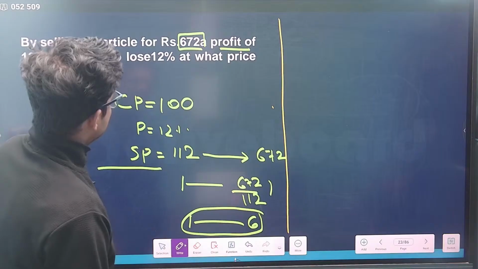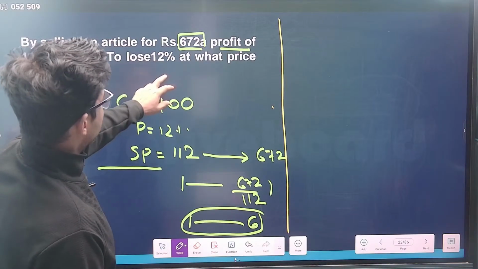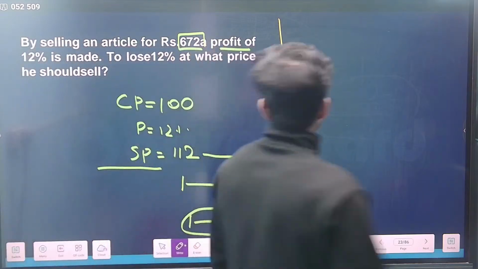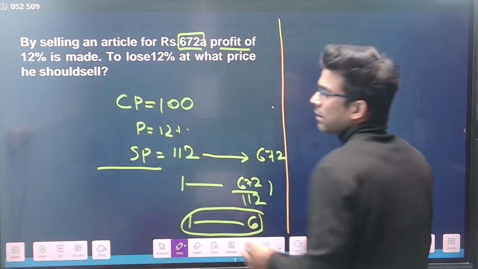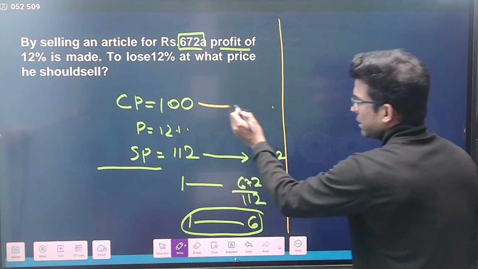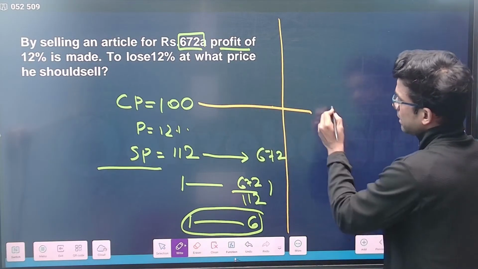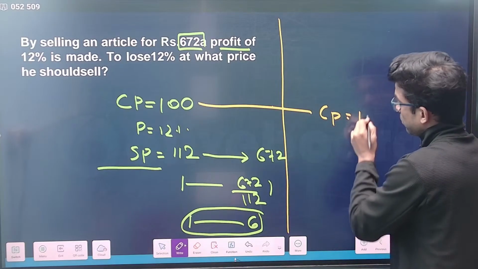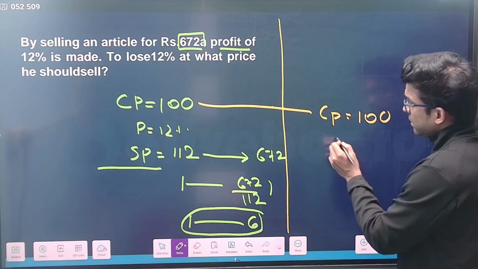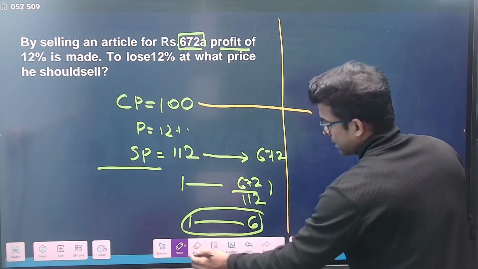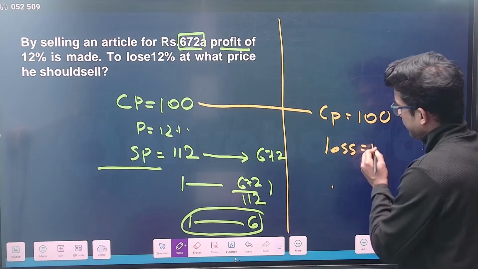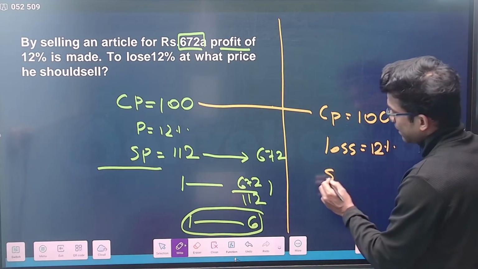Now the second part is that they are saying there is a loss of 12%, at what price should he sell. Now see, the point is that they are asking at what price he should sell. Cost price cannot change, na? Cost price would be the same. So if the cost price here is 100, it will always be 100 only, correct? But now they are saying there's a loss of 12%. If there's a loss of 12%, then my selling price would be what?